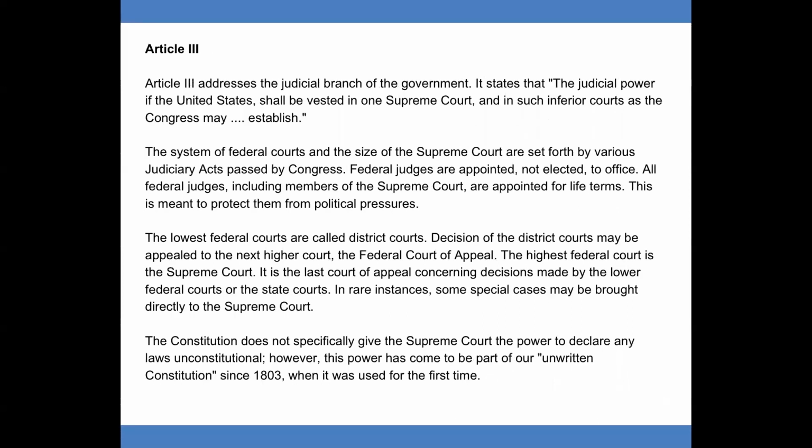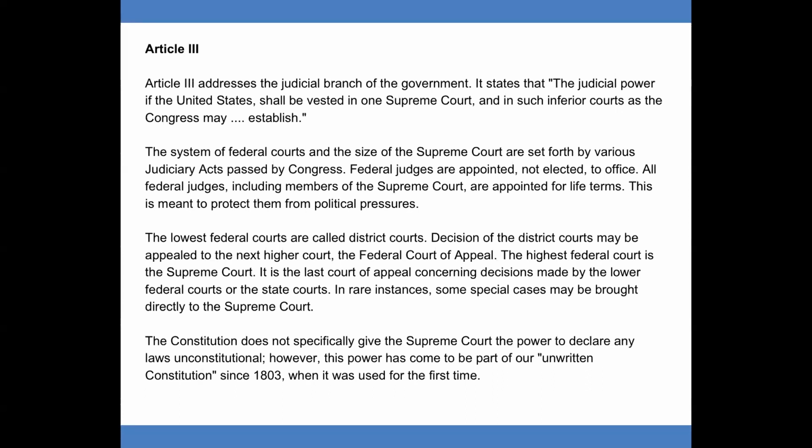Article 3. Article 3 addresses the judicial branch of the government. It states that the judicial power of the Congress shall be vested in one Supreme Court and in such inferior courts as the Congress may establish. The system of federal courts and the size of the Supreme Court are set forth by various judiciary acts passed by Congress. Federal judges are appointed, not elected, to office.